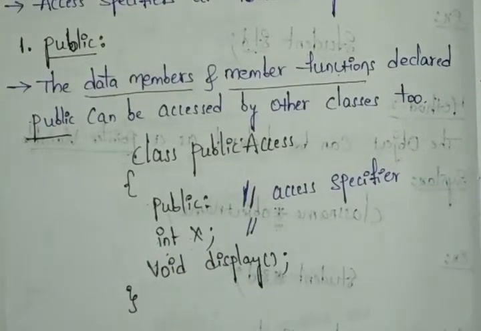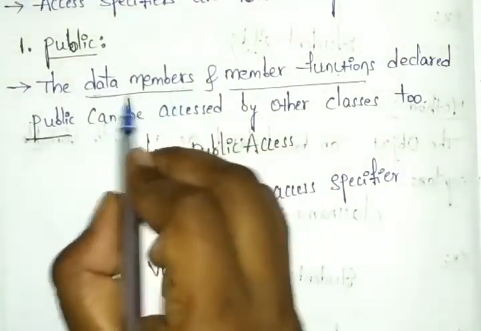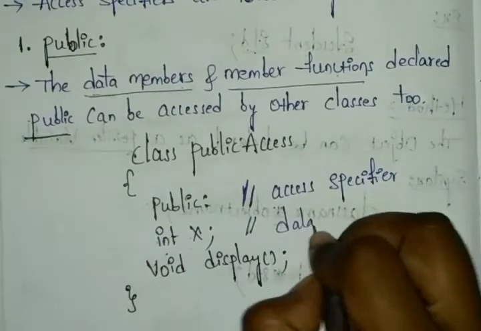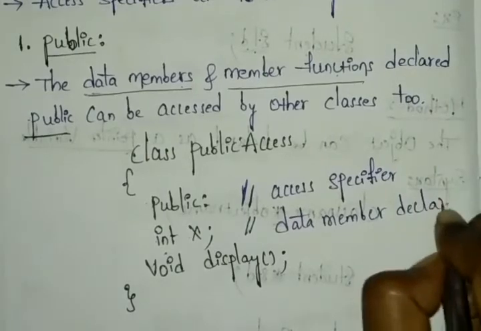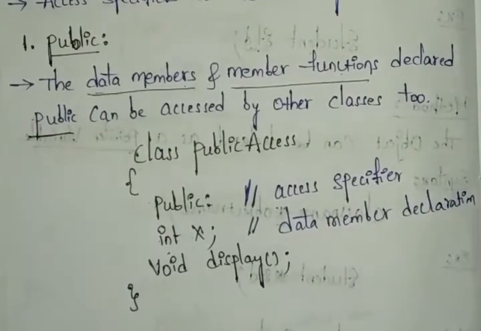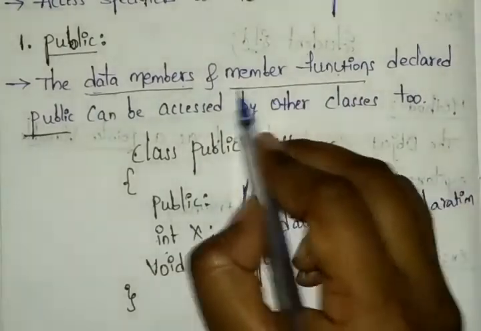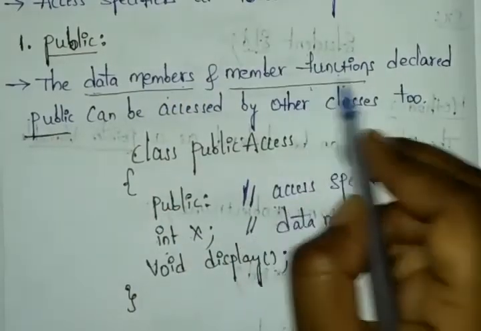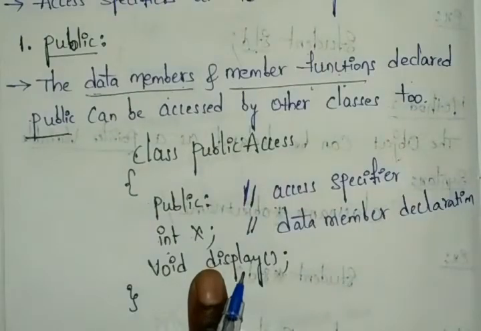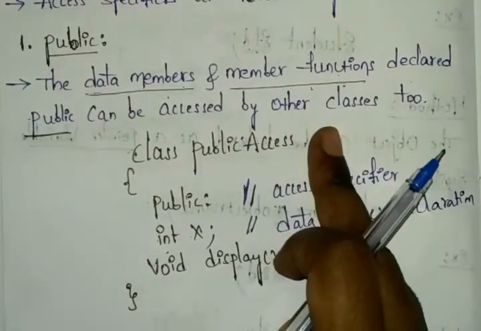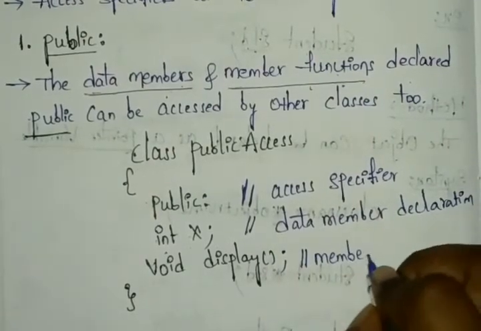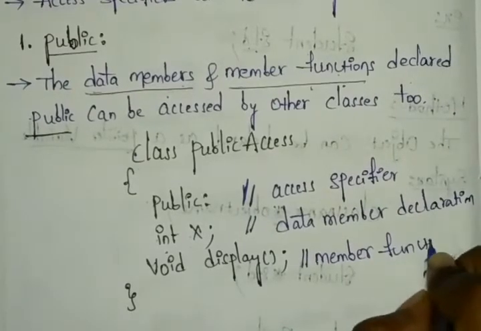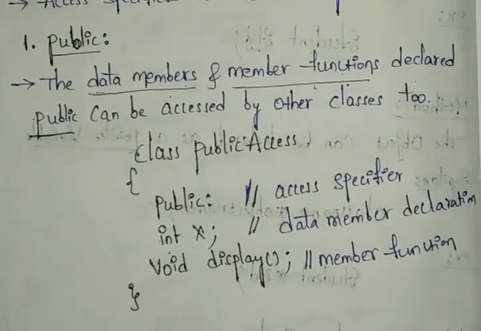And next here we have int x. This is the data member declaration. And next we have void display. This is our member function declaration. You can see the data members and the member functions are declared in the public manner, so those can be accessed by other classes also. Like this, here we can perform public.